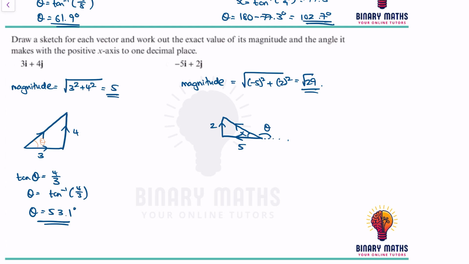First, we need to work out what x is. Tan x is equal to opposite, which is 2 over 5. So x will be equal to inverse tan of 2 over 5, which is equal to 21.8 degrees. So theta is the angle that it makes with the positive x-axis. That is 180 take away 21.8, which is equal to 158.2 degrees.